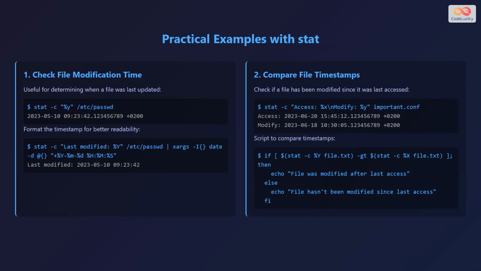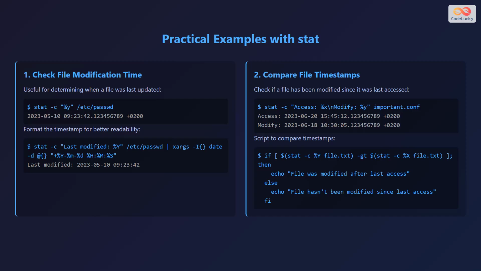Let's look at some practical examples of using the stat command. First, to check file modification time, which is useful for determining when a file was last updated, use stat -c %y /etc/passwd. To format the timestamp for better readability, use stat -c 'last modified: %y' /etc/passwd, or date with a plus format string such as +%Y-%m-%d %H:%M:%S.